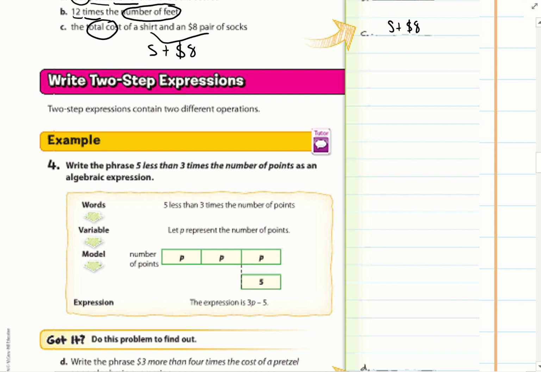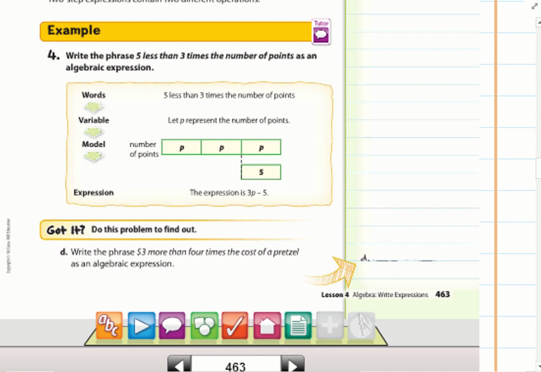So now we're going to be writing 2-step equations. This is example 4. Write the phrase 5 less than 3 times the number of points as an algebraic expression. So the main thing is we have to write it step by step. If you do it step by step, it is a little bit easier to follow. So we have 5 less than 3 times the number of points. So let P represent the number of points.